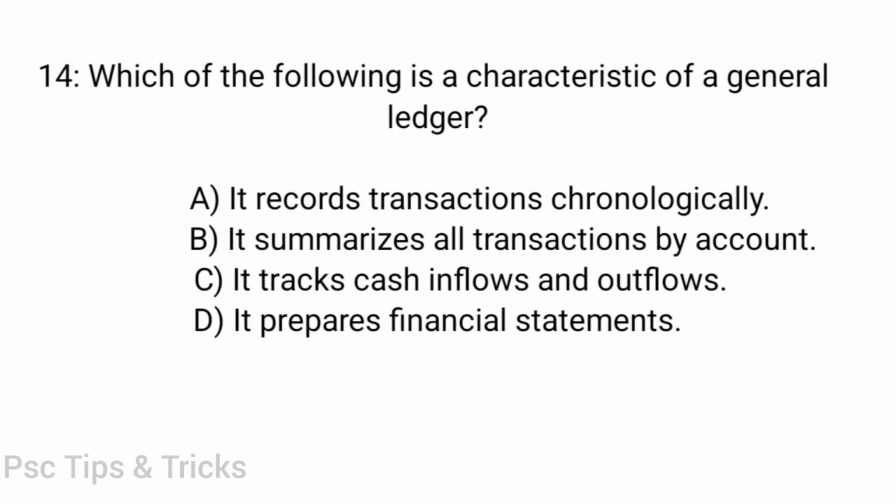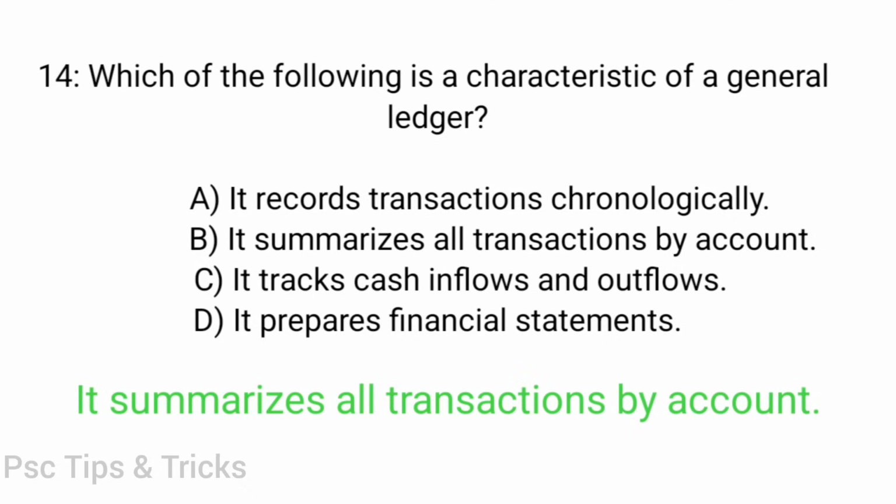Which of the following is a characteristic of a general ledger? Options. It records transactions chronologically. It summarizes all transactions by account. It tracks cash inflows and outflows. It prepares financial statements. It summarizes all transactions by account.